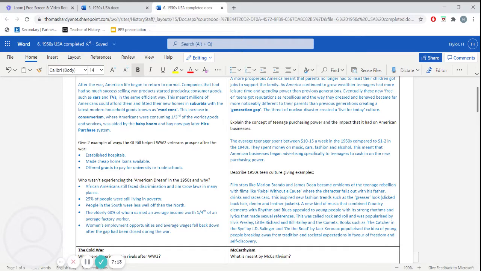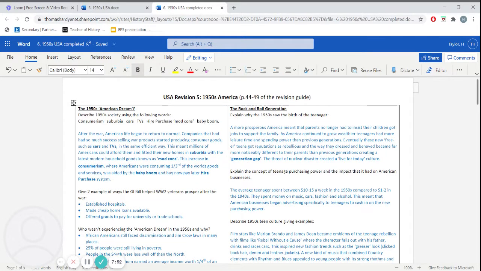And also women's employment opportunities and average wages fell back down after the gap had been closed during the war. So during the Second World War, because women were doing such important work to keep all of the war machine going in the weapons factories, their wages had begun to climb to the point that there was a much smaller difference between the average woman's wage and the average man's wage. However, when the men came back from the war, and there was less demand for women to do that work, that gap began to open back up again. So they were paid less in comparison to the average man.